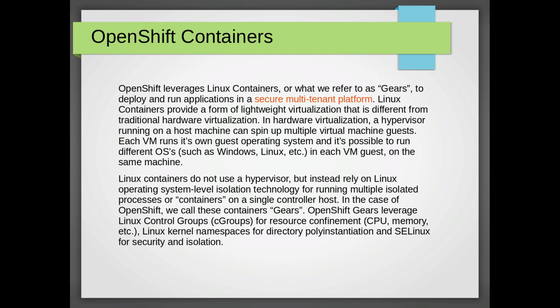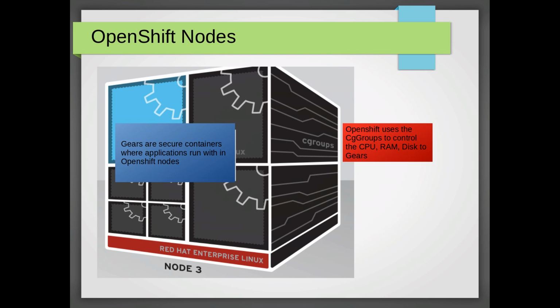So here you can see an example of what an OpenShift node looks like. Every gear is a secure container where your application runs in OpenShift nodes. As I already said, cgroups are used to manage the CPU, RAM, and disk for gears, and the entire node is running on Red Hat Enterprise Linux, so it is approved and run by the Red Hat system.